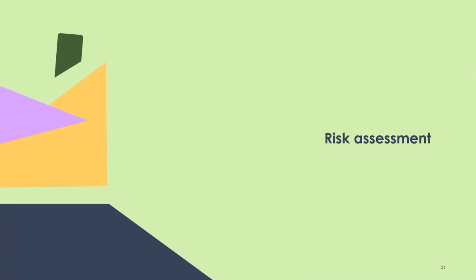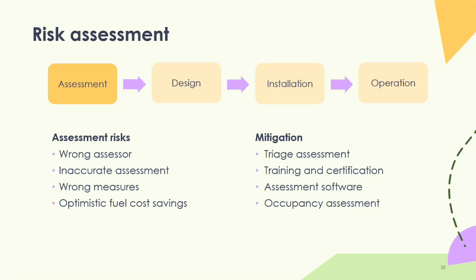So lastly then is risk assessment. When you're looking at the risk assessments, firstly, it's thinking about who your assessors are going to be, what kind of assessments are going to need to take place, and what if the measures we've put forward are wrong? Are the fuel cost savings that we're putting forward accurate and reliable? So having an assessment of what your preliminary design has told you and thinking about what could possibly go wrong within this and how we can start to mitigate it.